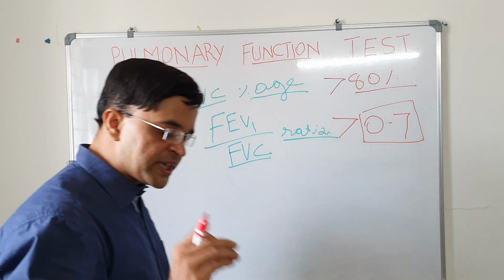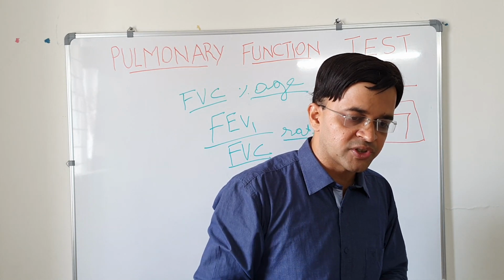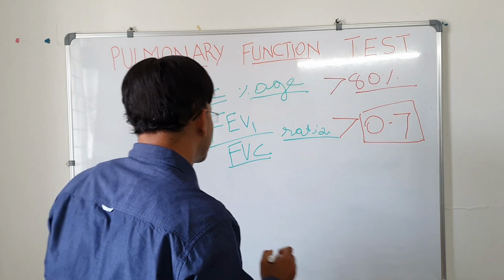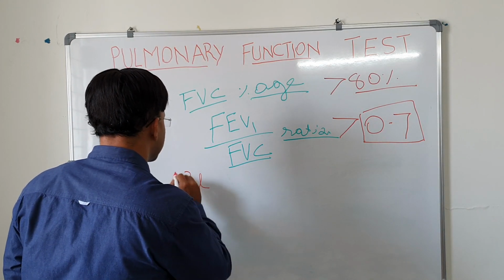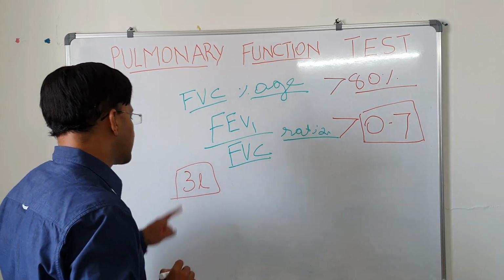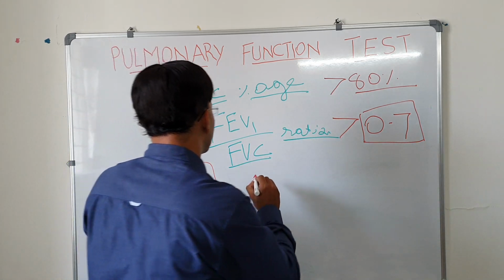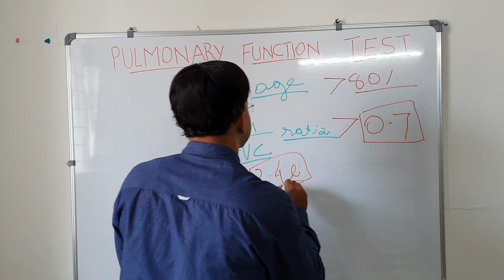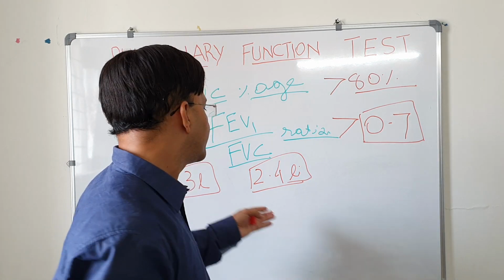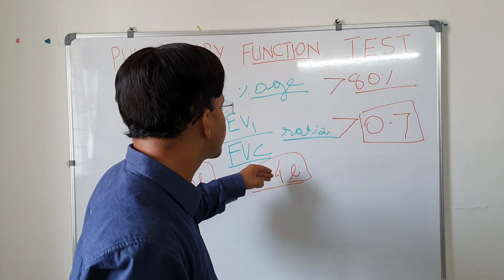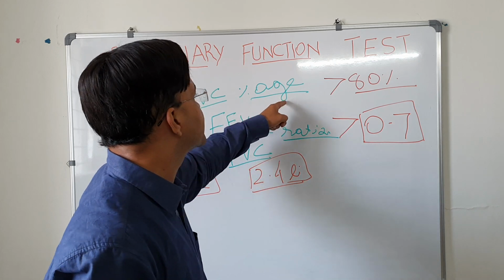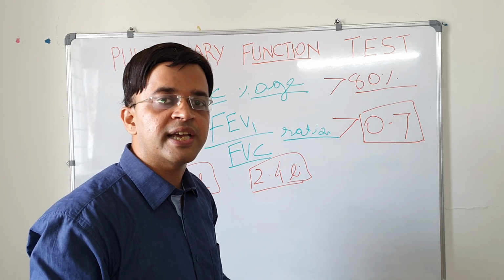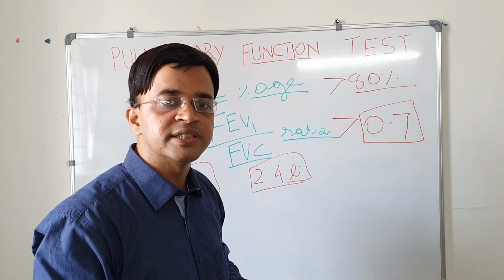The moment you enter height, weight, age, and sex of a person, the computer will calculate some predicted values. Suppose the computer calculates the predicted value for a given person as 3 liters FVC. Now the person must blow more than 2.4 liters to be classified as normal. If he blows less than 2.4 liters, that means if FVC percentage is less than 80%, then it is a case of restrictive lung disease.